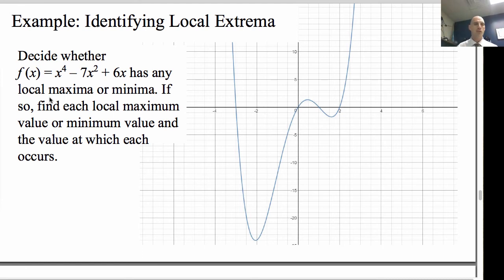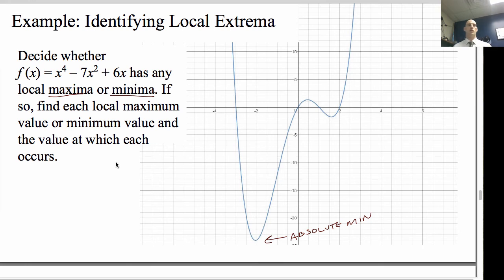So check this out. Decide if it has any local maxima or minima. If so, find each local maximum value or minimum value, and the value at which each occurs. So this is going to be the case where this right here is the absolute max or absolute min. Okay, this is an extrema. They're called extremas because it's like extreme, meaning extremely high or extremely low. Okay, so this is the absolute min seemingly, but in this location, this would be a local min in this area. It just so happens to be for the whole graph.